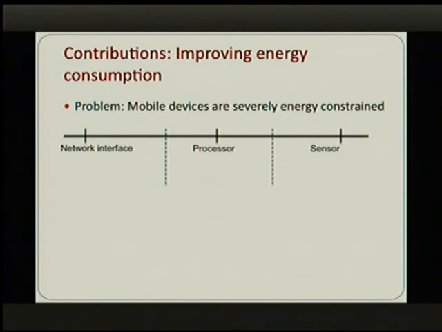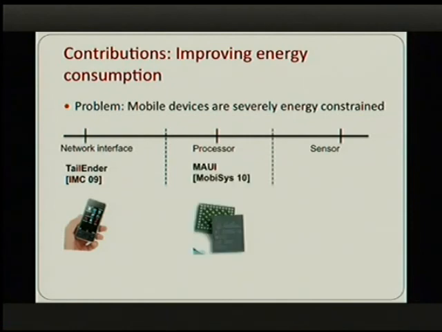So, for reducing the energy for the network interface, we designed a protocol called Tailender that reduces the cellular energy cost in networks. And then for the processor, we designed a protocol called MAUI. The idea in MAUI is that you offload code from your mobile phone to a nearby infrastructure so that the infrastructure runs the code and the mobile phone's processor doesn't have to run it, and because of which you can reduce the total amount of energy on the mobile phone.